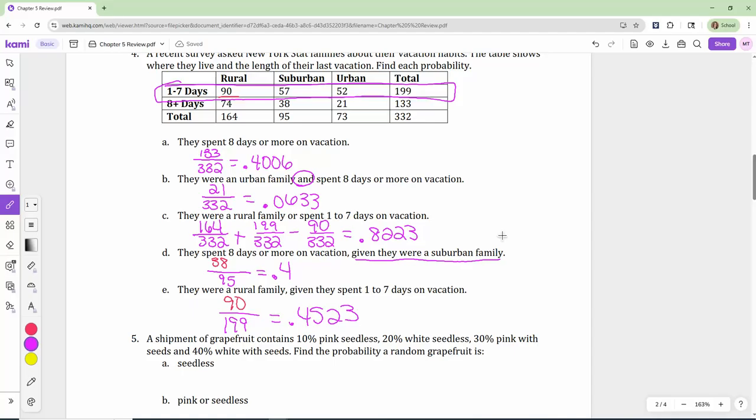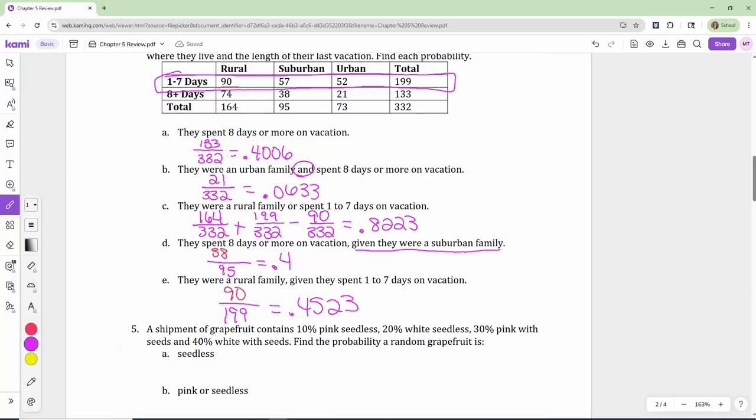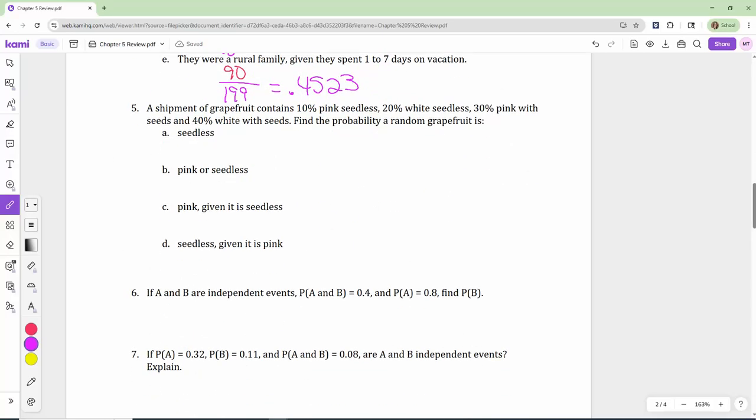How are we doing with this? Does it help going through them together? Okay. Let's look at this one.